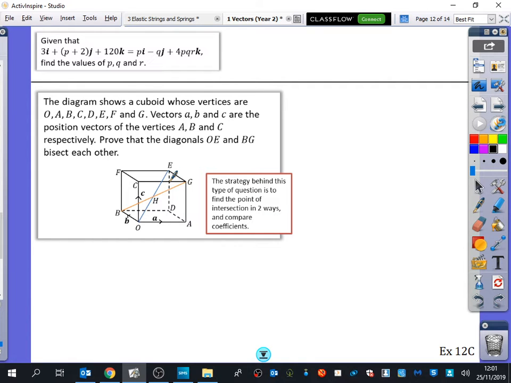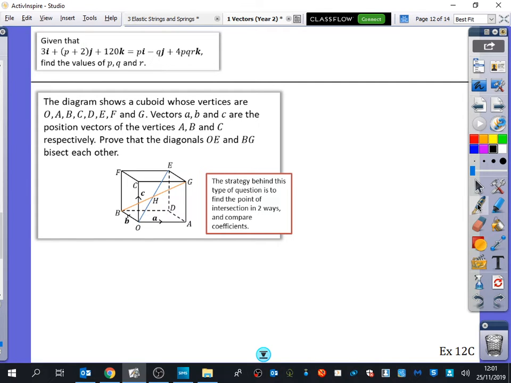It says vectors A, B, and C are the position vectors of the vertices A, B, and C. So that's the vector A, that's the vector B, and that's the vector C. Can anybody tell me then what would be the vector GE? Yeah, it would be B because it's going to be parallel to this side that we've got here. And the vector FE? What about GC? Minus A, good.